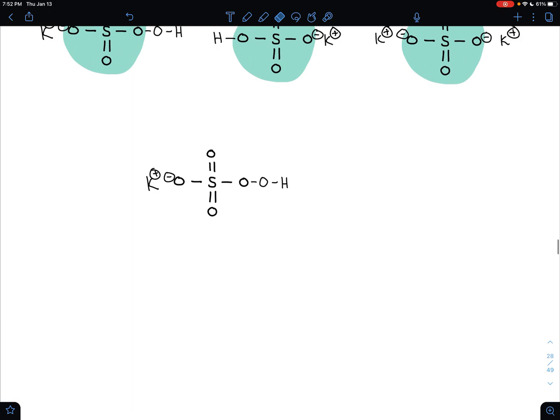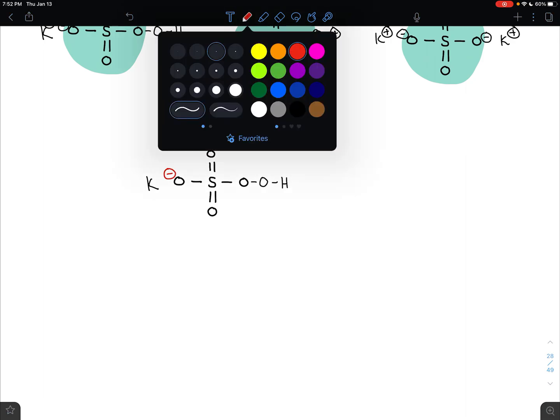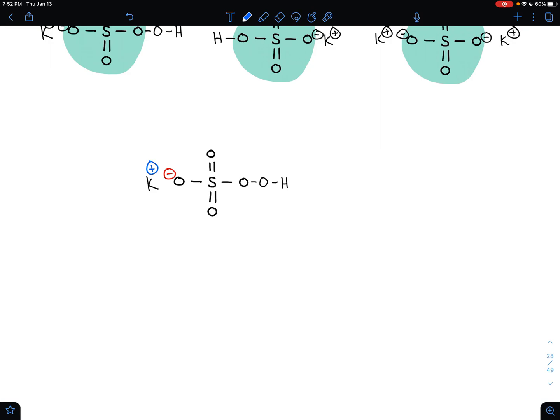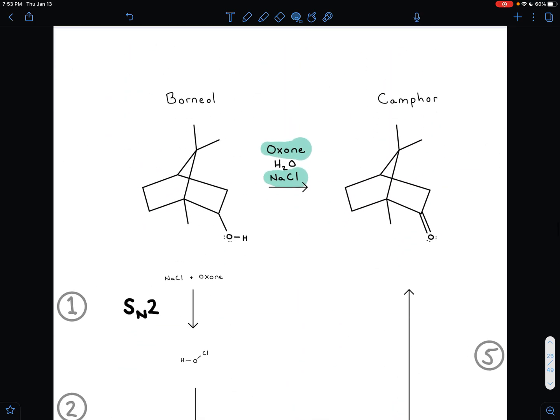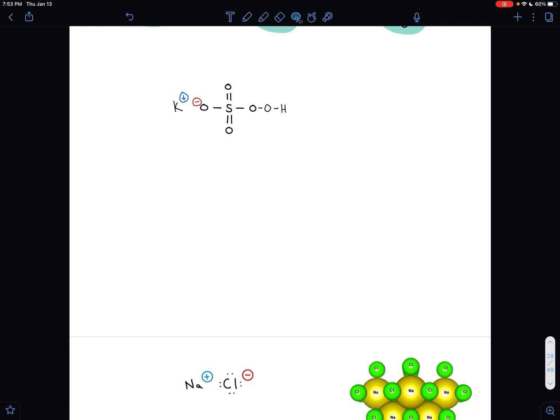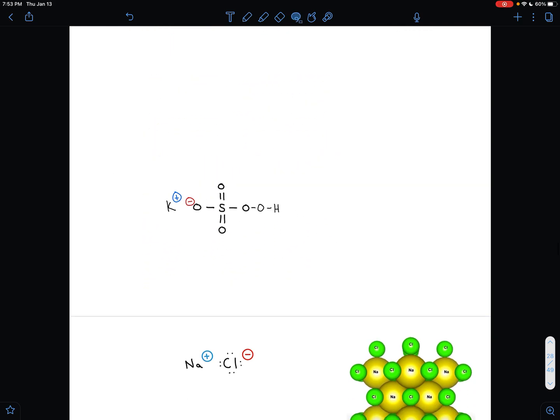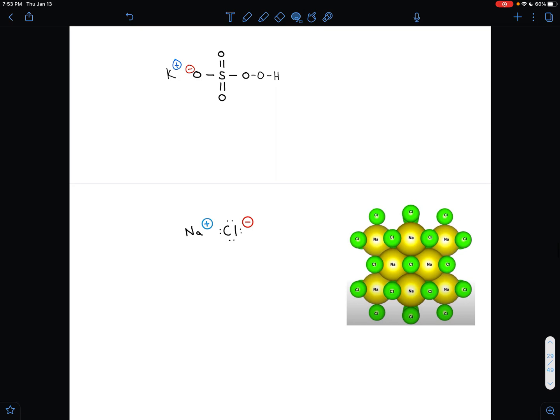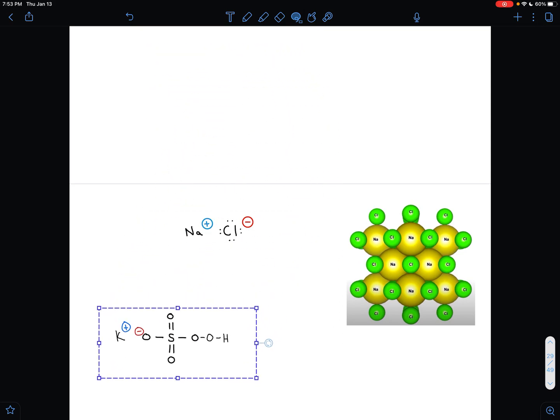So let's take this into another step. This is what, and I'll just color code these charges, this is what is going to react with chlorine. So if you remember in that first step here, oxone reacts with sodium chloride, and specifically with the chlorine in it. Okay. So let's take this. This is going to be one of the characters in the story of this first step, and we're going to mix this with sodium chloride.